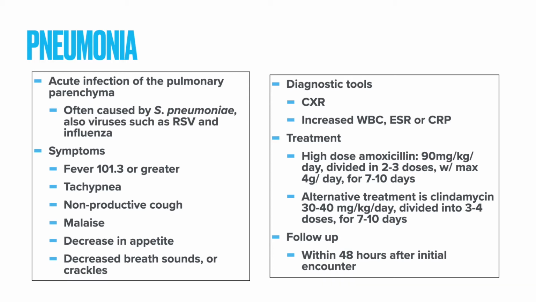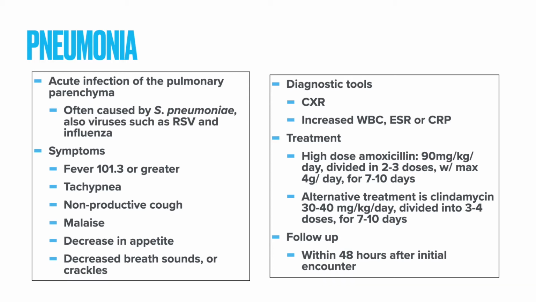So, diagnostic tools that are used to confirm a diagnosis of pneumonia include a chest x-ray, which of course can show a lobar consolidation, but also labs that support the diagnosis include an elevated white blood cell count and then possibly an increased ESR or CRP.